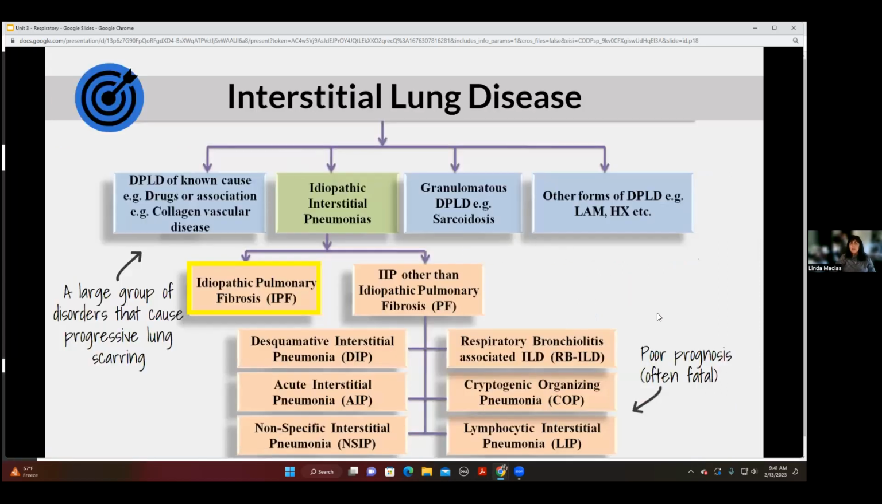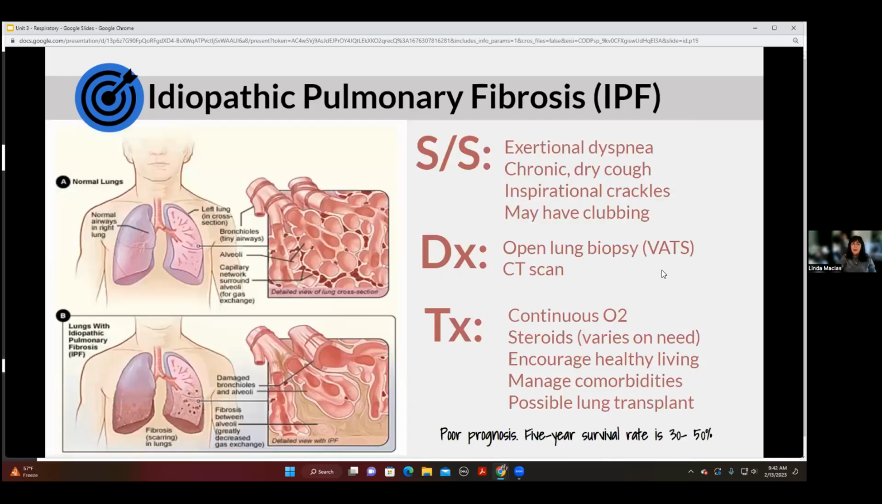This is just a grid of how many different types of lung diseases there are. It will show you the different types of lung diseases that there are. And then it goes down to the idiopathic, and idiopathic pulmonary fibrosis, different types of diseases and what the prognoses are. It's just something to keep in mind.